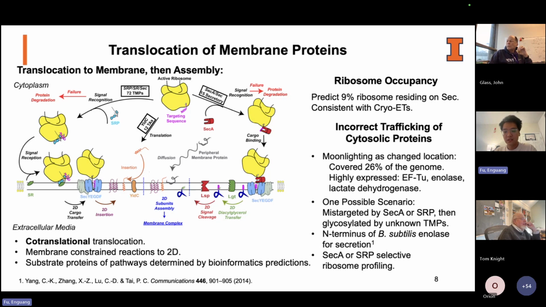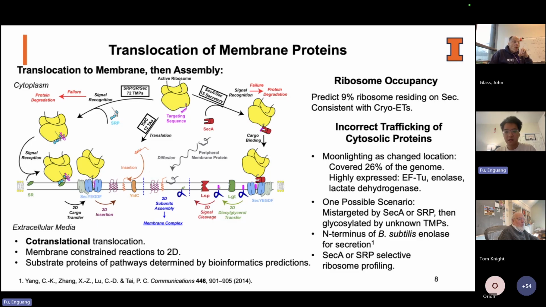We are also responding to the very interesting report from James and John last week. We think this could serve as a mechanism for the incorrect trafficking of cytosolic proteins, where 26% of the genome is secreted to the surface, especially those highly expressed like EF2 and enolase. Our proposed scenario here is that cytosolic proteins are mistargeted by SecA or SRP to the membrane, then glycosylated by unknown transmembrane proteins.